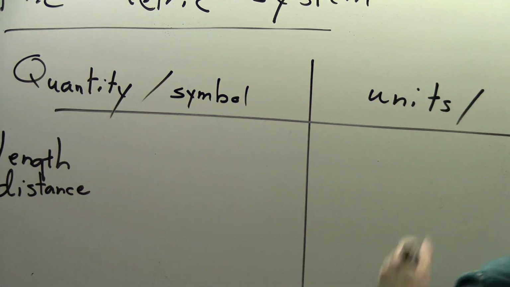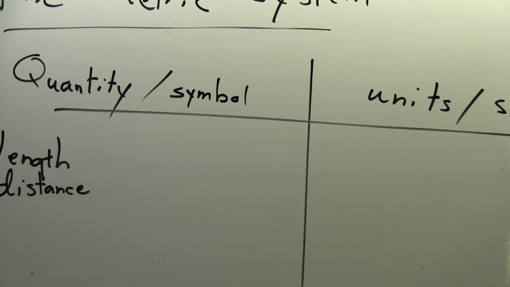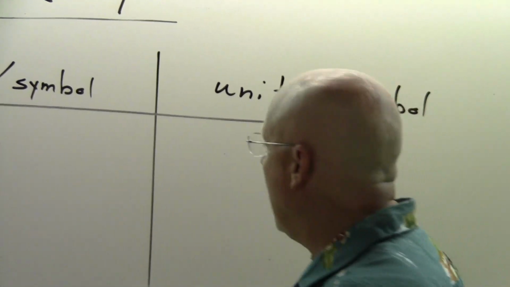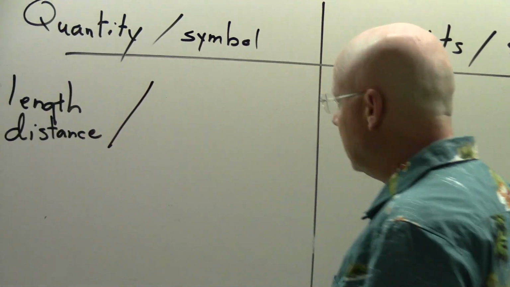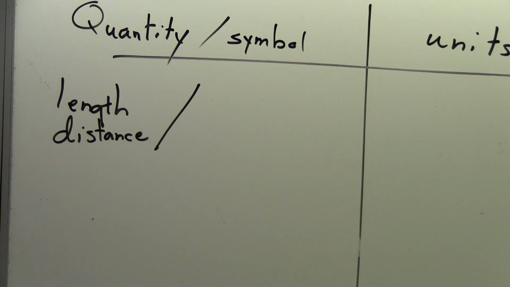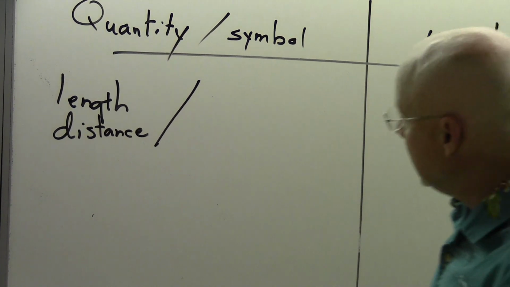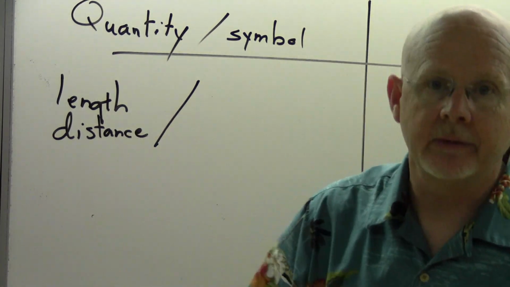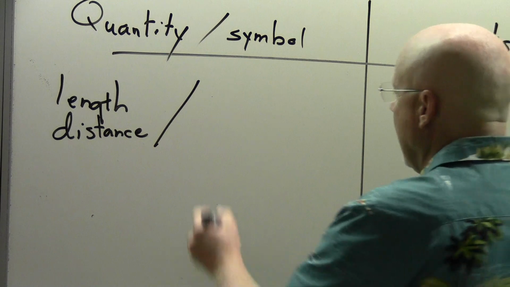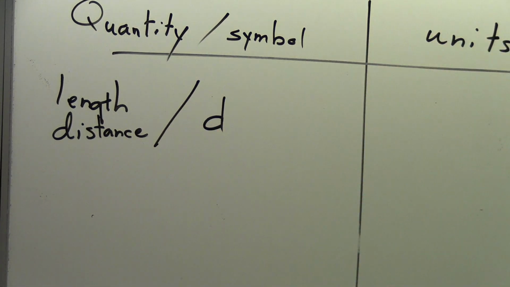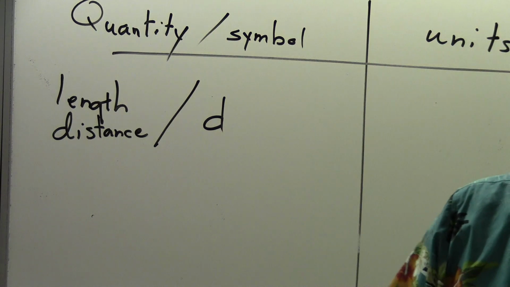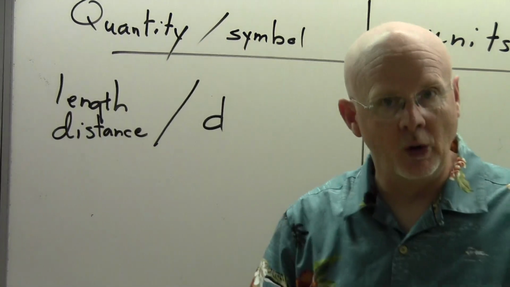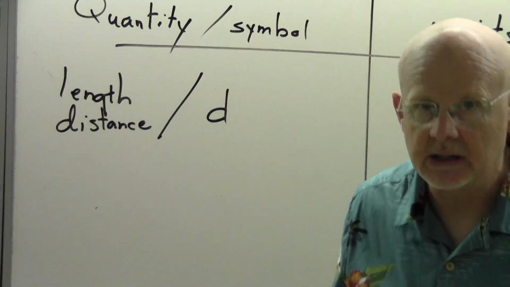And then, of course, to measure this length, maybe I should point out why I have this slash here. I have this slash here because all of these different quantities have a symbol. We like to give it a symbol, mostly because the word distance has a lot of letters and we like to abbreviate it. In a normal class setting, I like to pause and ask the class, what's the traditional symbol? But since we're not in a normal class setting, I'll just tell you the traditional symbol for distance is just D.